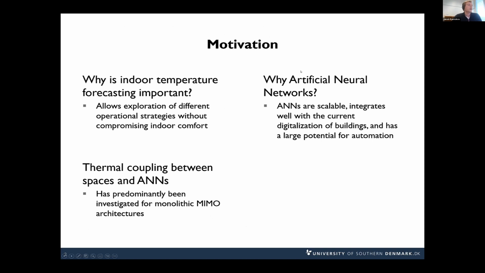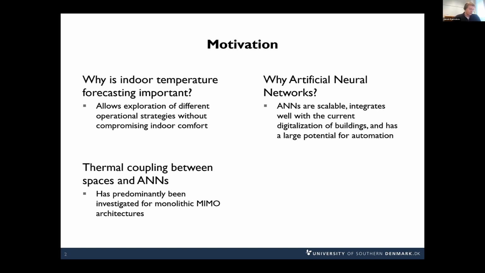So first of all, a bit of motivation for this study. Why is indoor temperature forecasting important? Well, when we have energy models that are able to forecast indoor temperature, we are able to explore different operational strategies for our buildings. Being able to do this, we can, for example, minimize energy consumption, minimize costs, or maximize indoor comfort.